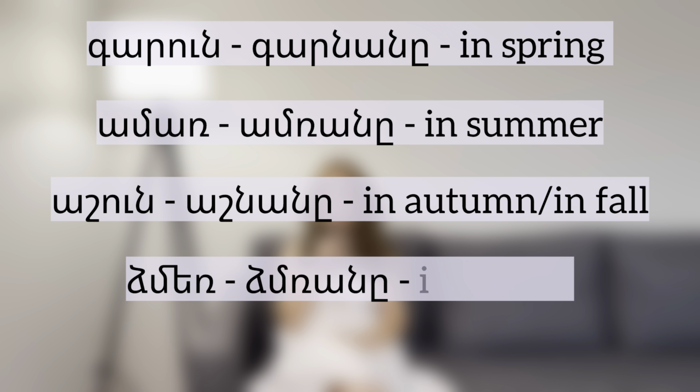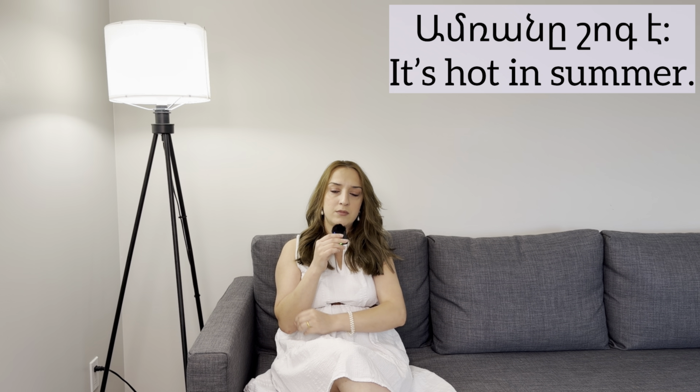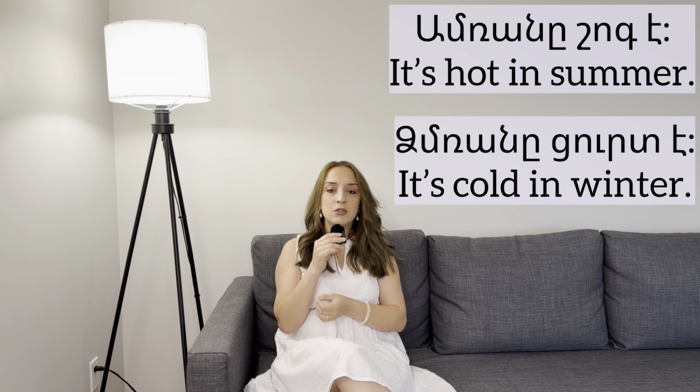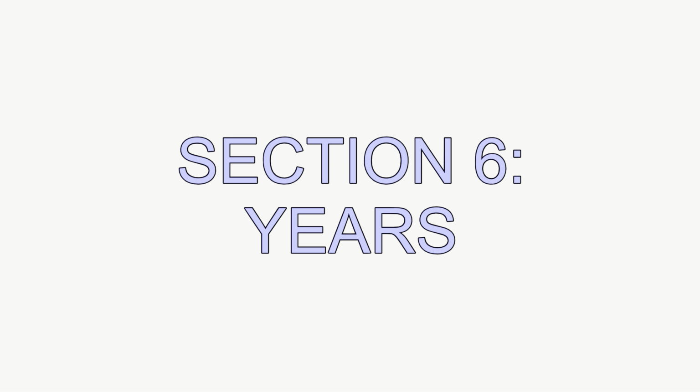To say in summer or in spring, we remove last vowel of the word and add an. Գարուն, գարնան, ամառ, ամռան, աշուն, աշնան, ձմեռ, ձմռան. For example, ամռանը շոգ է, ձմռանը ցուրտ է.